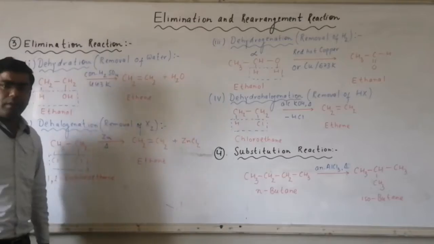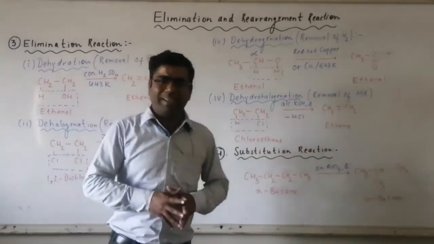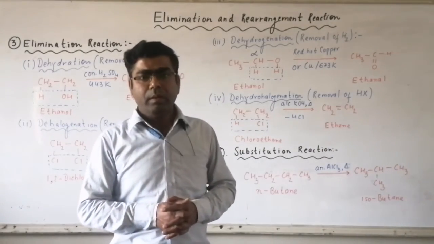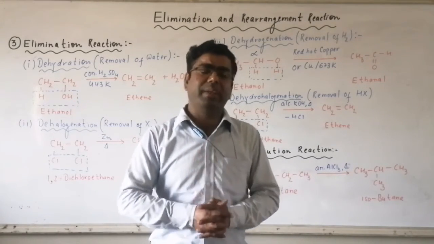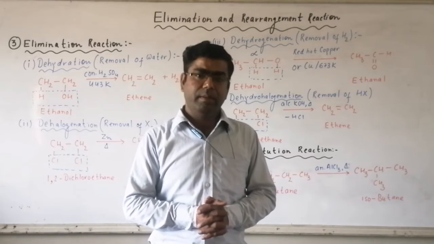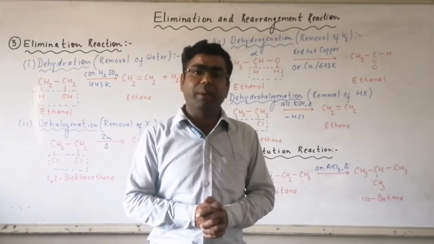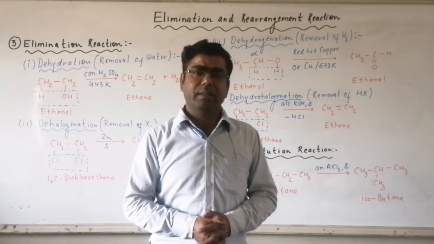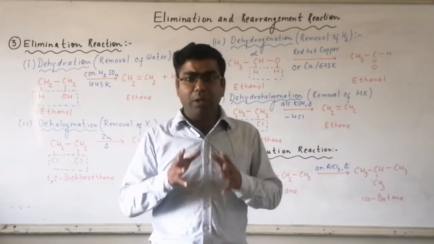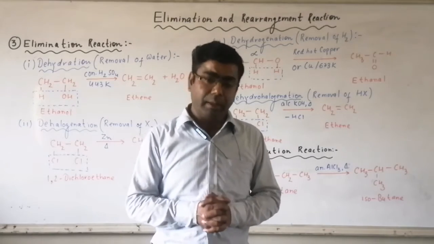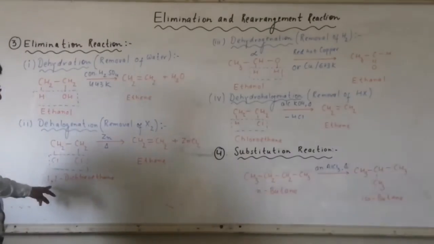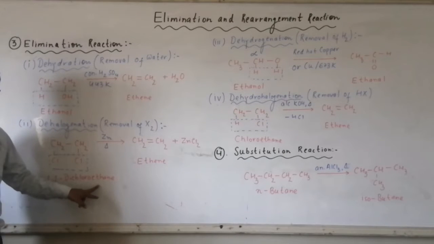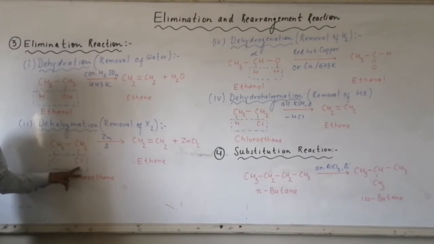Now, the next one is your dehalogenation, removal of halogen molecule. So here, the reactant molecule selected must have two halogen atoms on the neighboring carbon atoms. It means we are talking about vicinal dihalides, where the halogen atoms are present on neighboring carbon atom. So here we have taken example of 1,2 dichloroethane. On carbon first we are having Cl, on carbon number second we are having Cl.